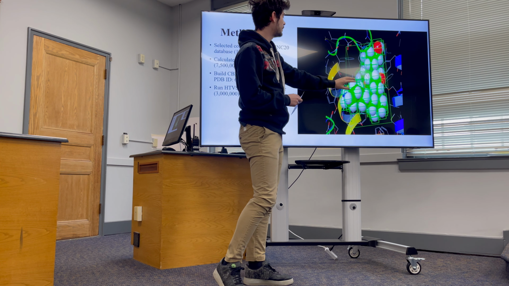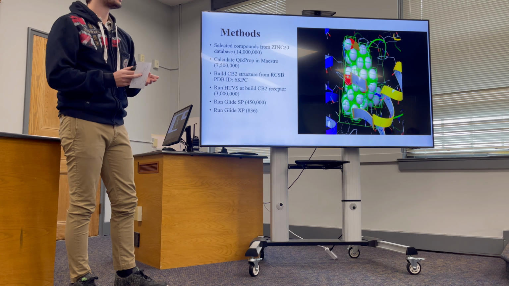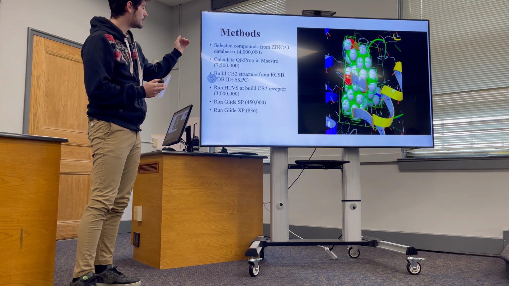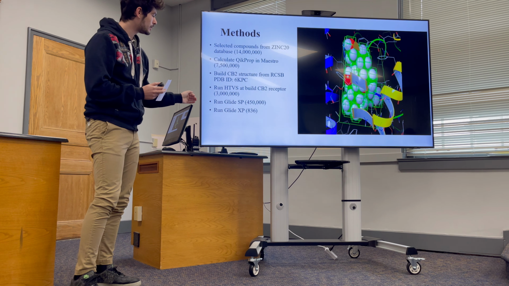Next, we ran the Glide SP that reduced the number to 450,000. This is a very computationally heavy screening, so that is the reason why it dropped by such a big amount. And the next was running Glide XP that reduced our number to 836 compounds. So basically what we did is that we created a huge filter with different jobs that reduced them to the best compounds possible to use with the CB2 receptor.